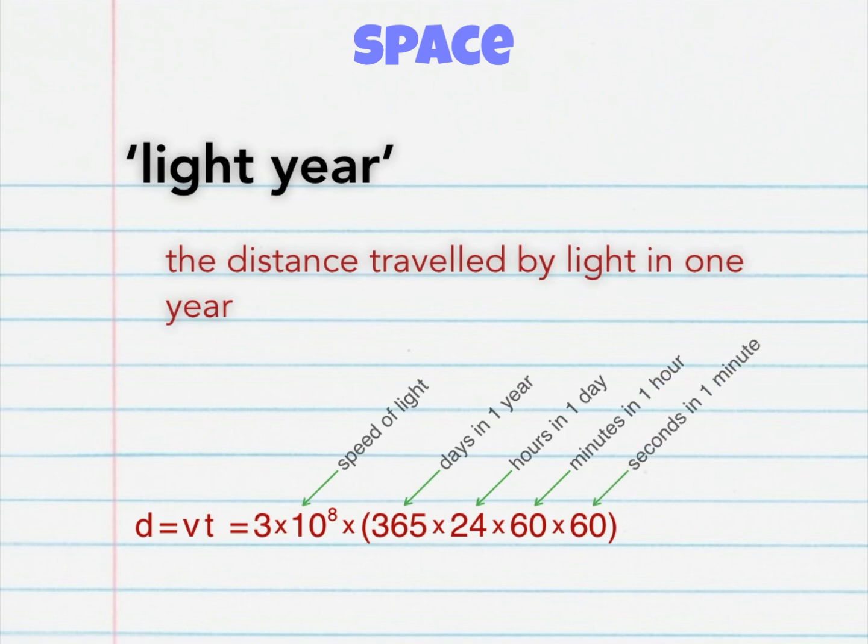That means that 1 light year is equal to 9.46 times 10 to the power of 15 metres. The important thing here is remembering how to convert light years to metres, not the number itself.